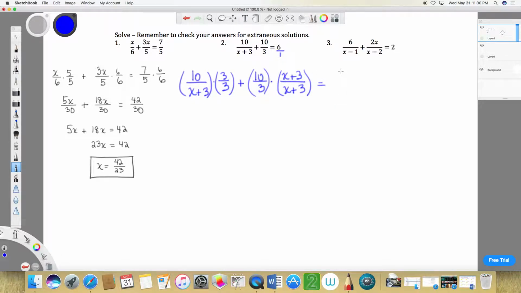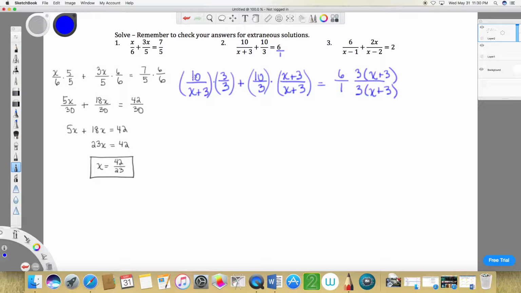Here on the right, I've got 6 over 1, and I'm missing both a factor of 3 and x plus 3. So I multiply by 3 times the quantity x plus 3 in the numerator and denominator, so that's the number 1. So now I have a common denominator. All of these terms have the same denominator, and I can focus my attention on the numerator and set the numerators equal to each other. If I multiply all of these terms by that common denominator, what do I get?